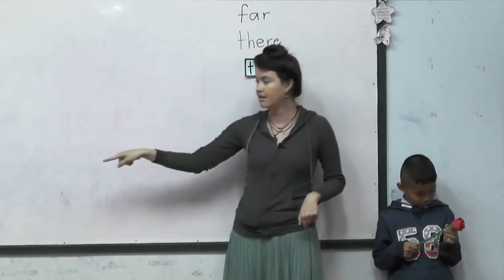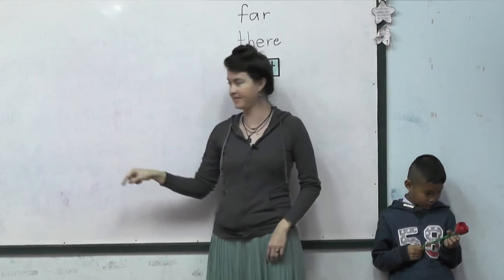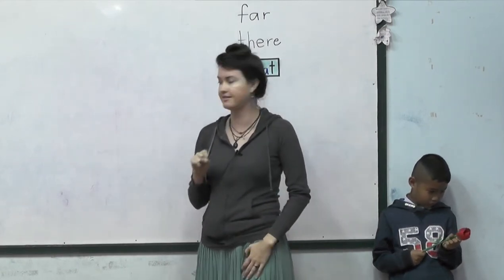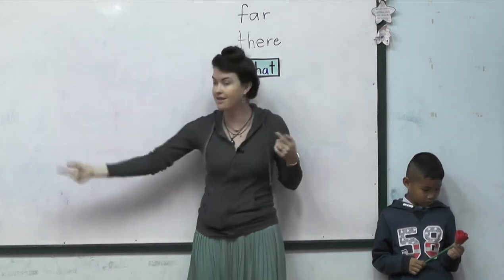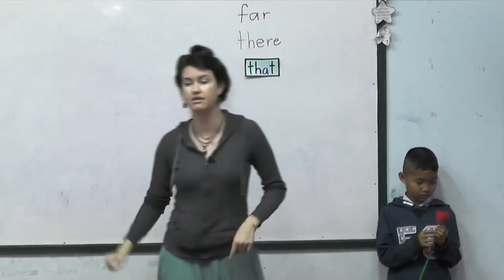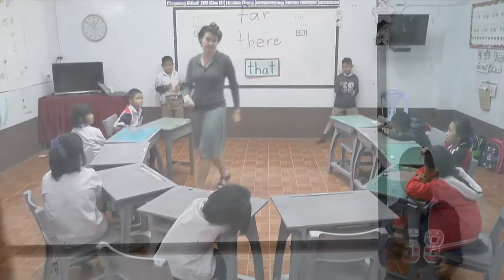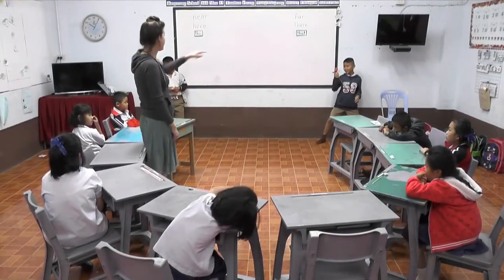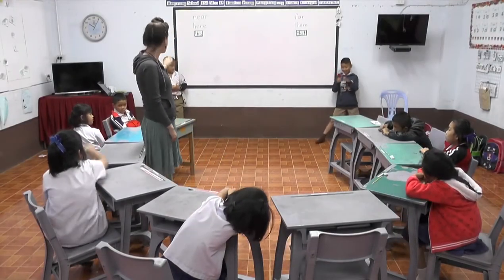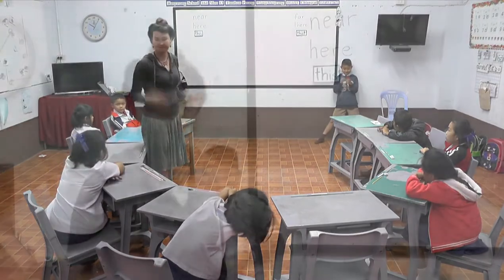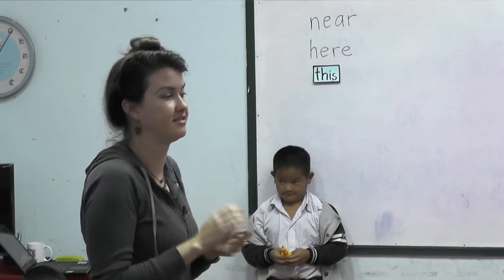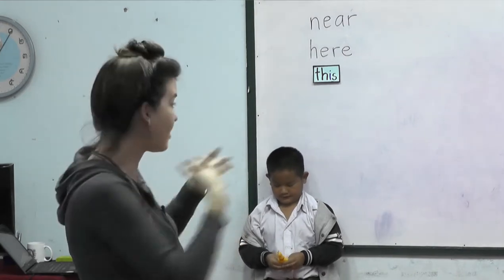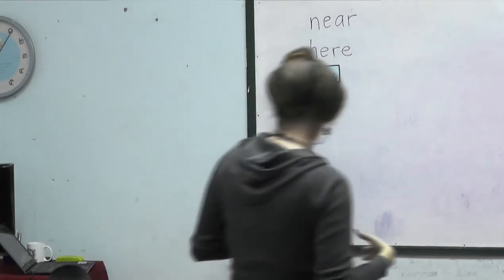That chicken. That chicken. Why is it that chicken? Yeah, because I moved and now it's far. What if I'm over here? That chicken. That flower? That chicken. Why is it that flower and that chicken? Yeah, because now I moved and I am far away.